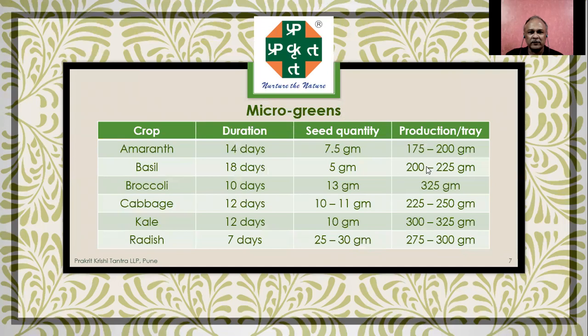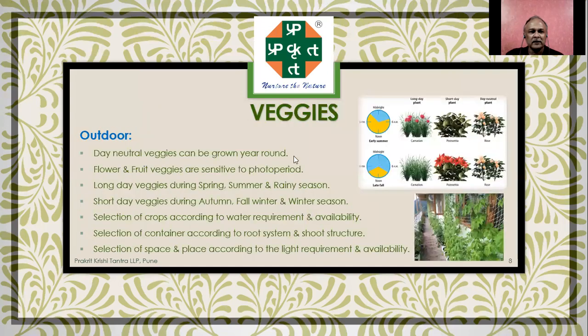So this is about the microgreens, and then the outdoor vegetables. In that, first I'll explain about the day length factor: long day, short day, and day neutral. What is that? So here you see that the yellow portion is the daytime and the blue portion is the night time. This is 6 a.m. So before 6 a.m. the sunrise is happening, and this is 6 p.m. evening. So after 6 p.m. sunset is happening. So day length is more than 12 hours and night length is less than 12 hours.